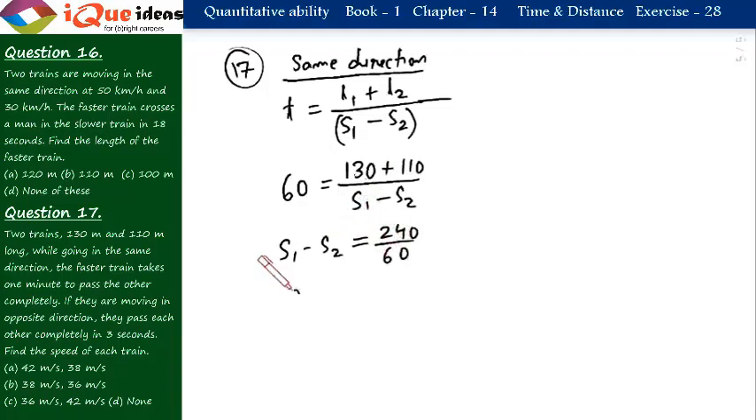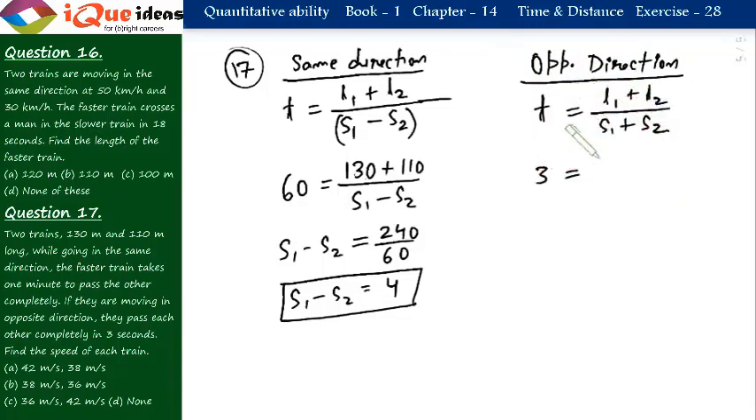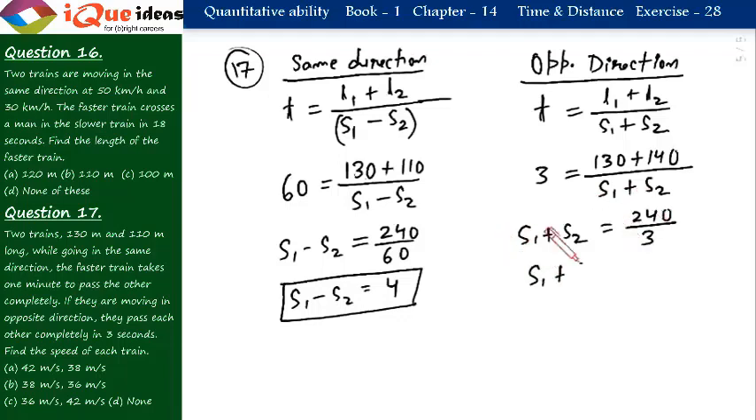So one equation that we get is S1 minus S2 is equal to 4, and they're all in meter per second. Alright, and for the opposite direction, what we can do is time taken would be equal to L1 plus L2 divided by S1 plus S2. Now time taken is 3 seconds. L1 and L2 are 130 and 140 divided by S1 plus S2. So from here we get S1 plus S2 is equal to 240 divided by 3, that is 80. So S1 plus S2 is equal to 80.